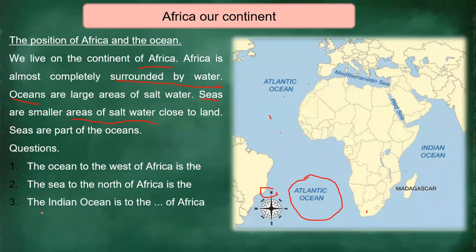Last but not least, the Indian Ocean is to the blank of Africa. We have Ntando. The Indian Ocean is to the northeast of Africa. Come again? The Indian Ocean is to the east of Africa. Let's look at your answer. We are coming back to our eight compass directions, and we look on the east, and then we see the Indian Ocean. It is right over there, on the eastern side of Africa. That is correct. Ntando, thank you very much.